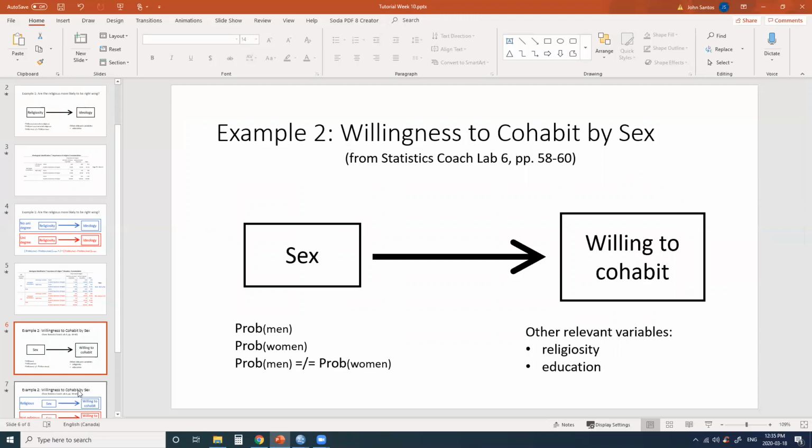Or willingness to live in a common law relationship? That's a domestic partnership that's not within the formal legal institution of marriage. Bear in mind this example is from 2001. That's why sex is coded as binary, man or woman, right? And so the theory that they've suggested here is that men are more likely to be willing to cohabit or to live in a common law relationship than women.